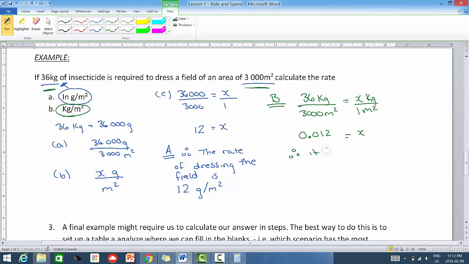So for this question, we say therefore it takes 0.012 kilograms per every meter squared to dress the field with insecticide.